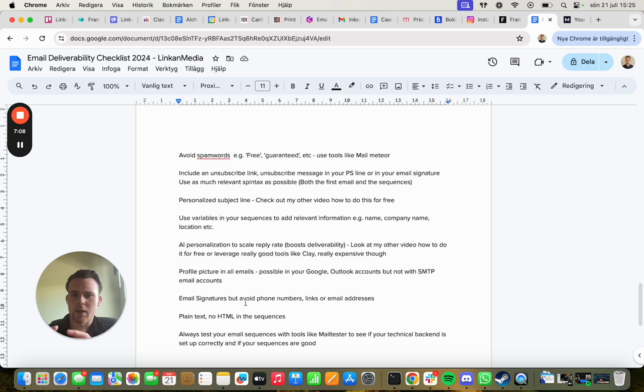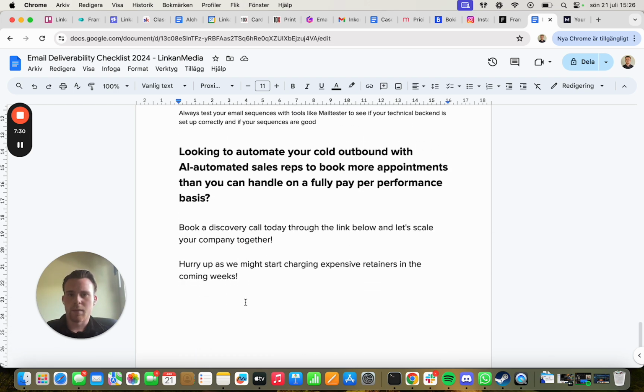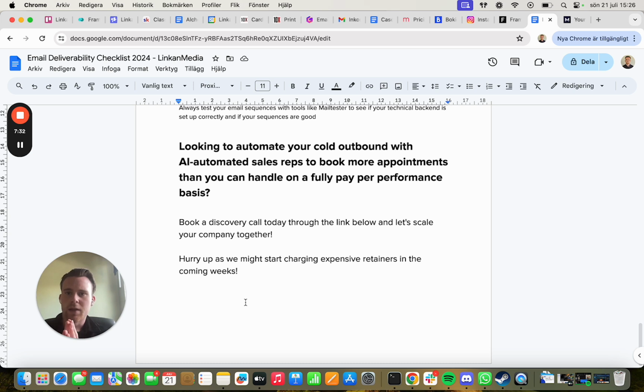And how you can test these sequences to see if they actually have good email deliverability and are not going to land in spam: you can use tools like Mail Tester to see if your technical backend is set up correctly and if your sequences are good and will stay out of spam when you send them to your prospects. So yeah, that was all for the email deliverability checklist.